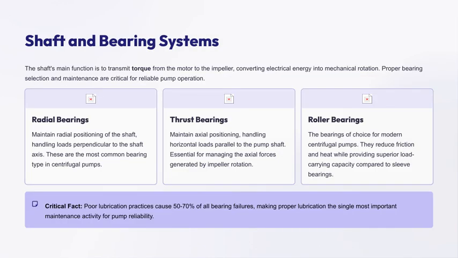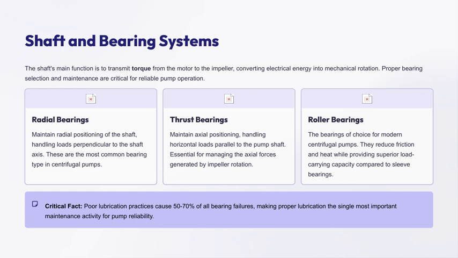Let's take a closer look at the shaft and bearing systems, which are vital components in ensuring reliable pump operation. The main purpose of the shaft is to transmit torque from the motor to the impeller, effectively converting electrical energy into mechanical rotation. Without a properly functioning shaft, the entire pumping process would be compromised. Equally important are the bearings, which support the shaft and keep everything aligned. Selecting the right bearings and maintaining them properly is critical for ensuring the pump runs smoothly and reliably over time.